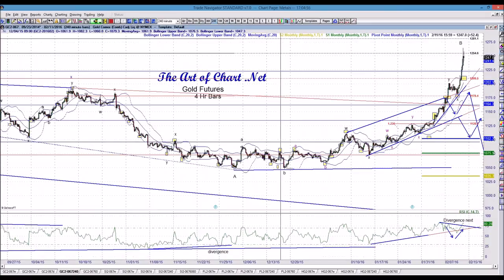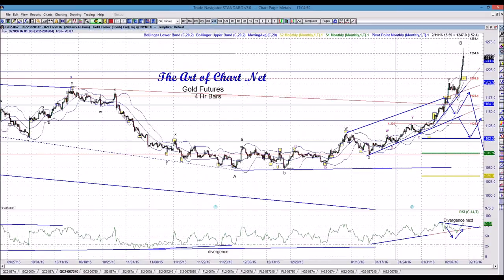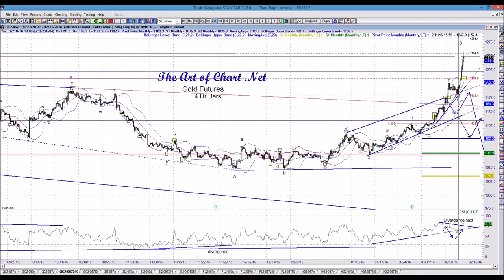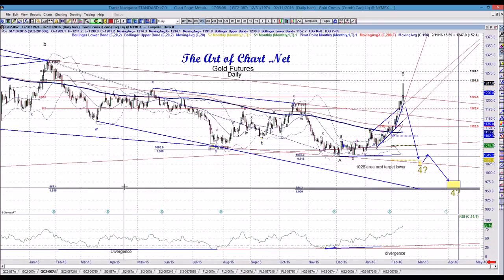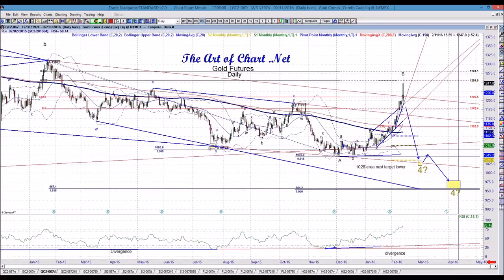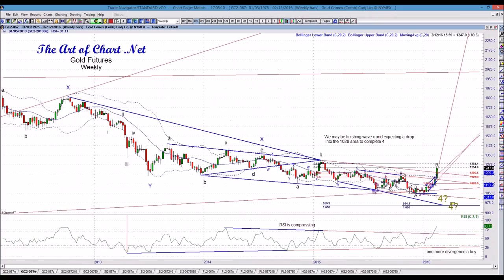There's no triangle here in gold on my stuff. I don't see it. There's no compression on RSI. You can see in my 4-hour chart here, I don't have a triangle. Now, I don't have an Elliott wave triangle. I've got a possible classical descending triangle for me.